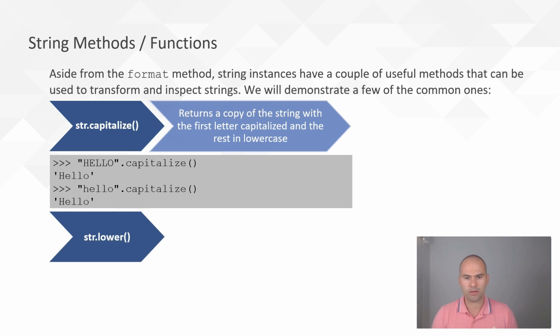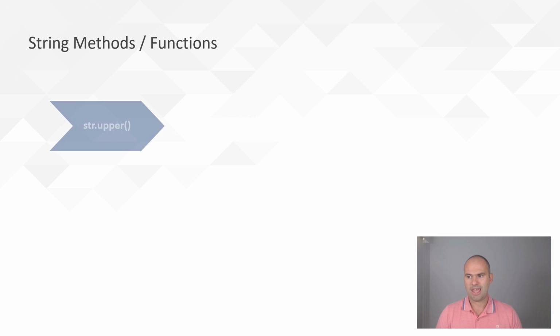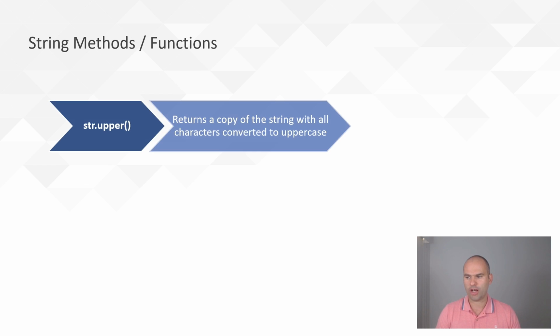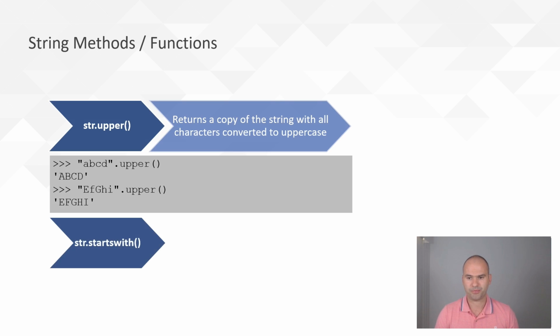So the dot lower function or method basically lowercases the string. So no matter what your characters were, everything is lowercase after you use the dot lower. Next up, we have the dot upper. Same as dot lower, except now everything is uppercase.